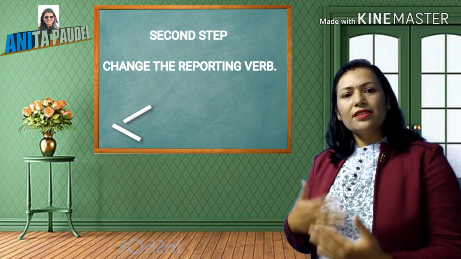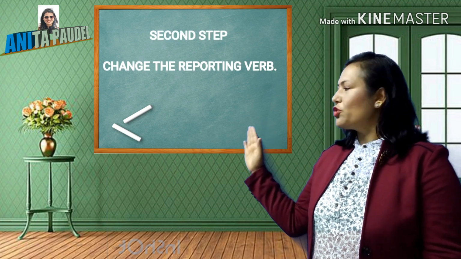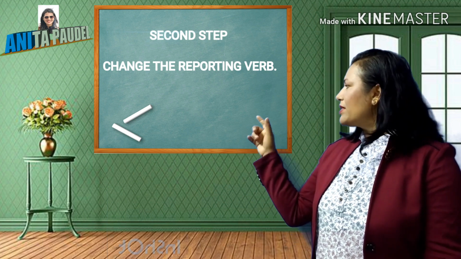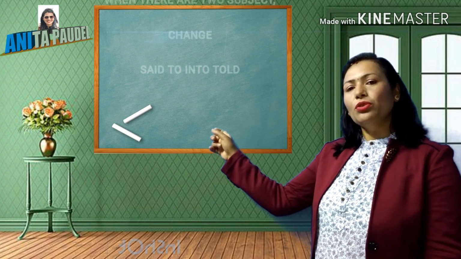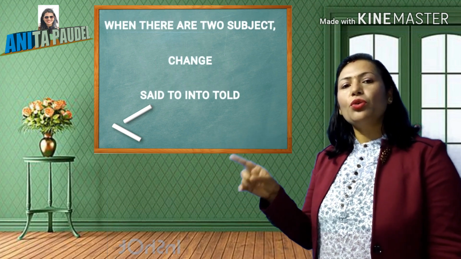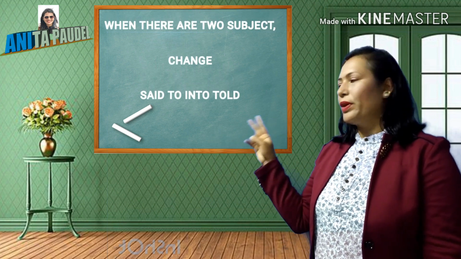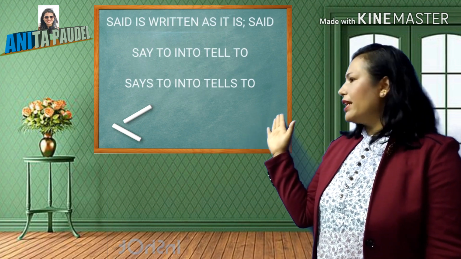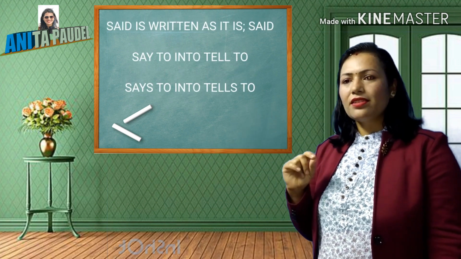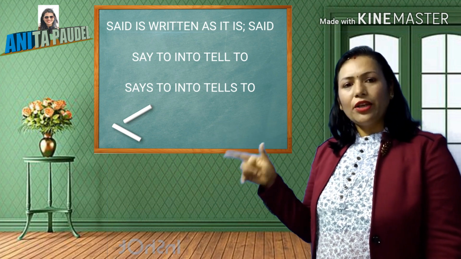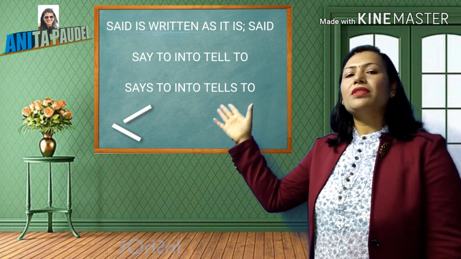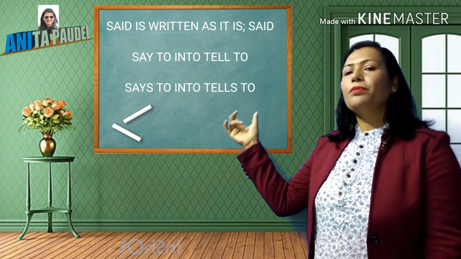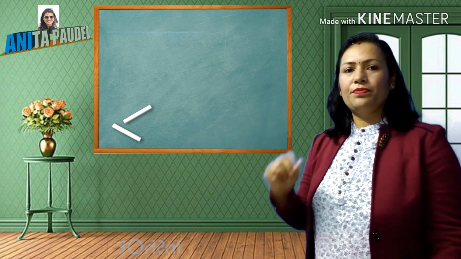Likewise, the second step we need to follow is to change the reporting verb given in a sentence. Like, if the sentence has said to, then it must be converted into told. It is used where there are two subjects given there. Similarly, said is written as it is, said. Likewise, say to becomes tell to. In the same way, says to becomes tells to.